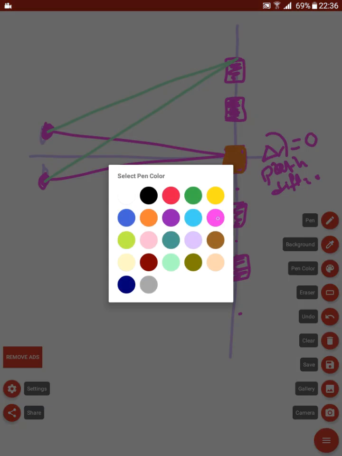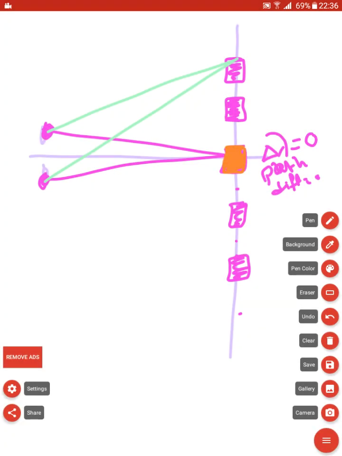Now, if this ray travels a distance larger than the distance of ray number 1 by a wavelength, or double wavelength, or triple wavelength, any integer number multiplied by wavelength, then we have a constructive interference. Since this is the second bright region, here the distance is 2 lambda, okay? This is a constructive interference.